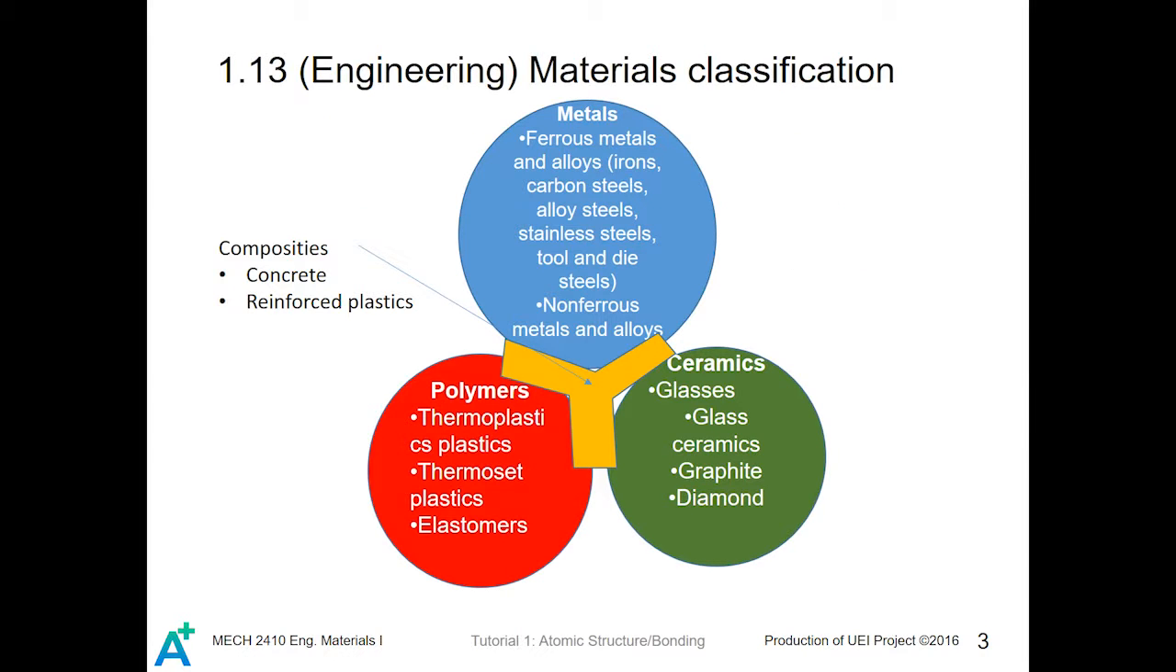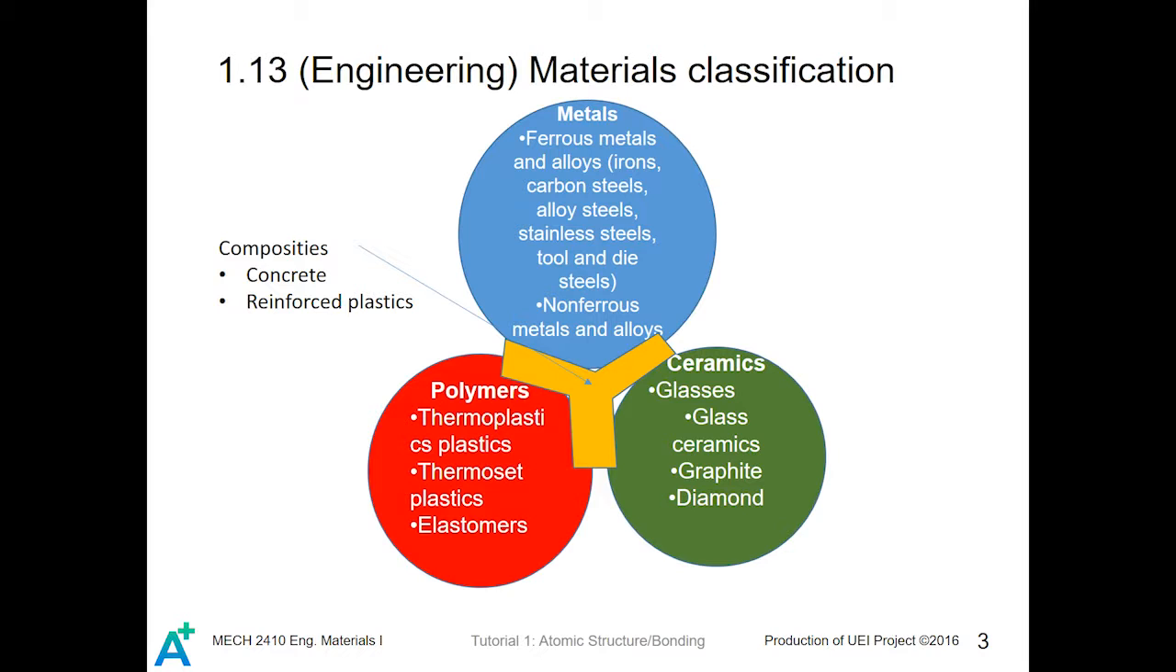In engineering, we classify all materials in the following 4 categories. Metals consist of all the metals, such as ferrous metals, iron, carbon steels, and some alloys, such as brass, etc. Ceramics include glass, ceramic, graphite, and diamonds, etc. Polymers include some plastics, such as thermoplastics and thermoset plastics.